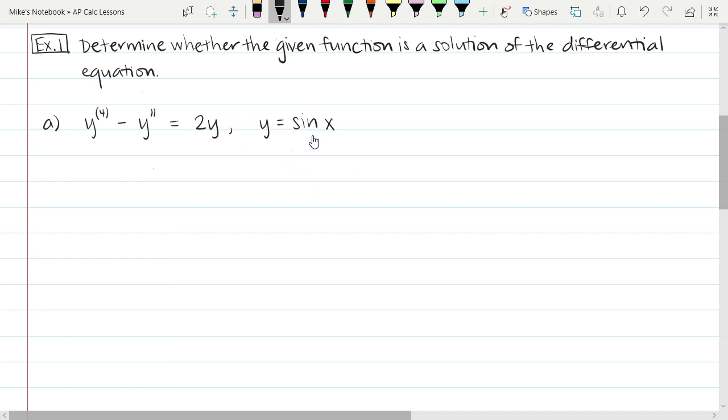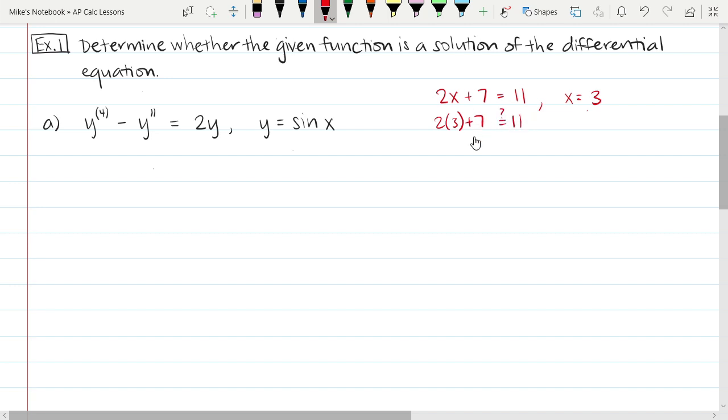Now, to determine whether y equals sine of x is a solution of this differential equation, we're basically substituting in, very much like if you had this situation here. If you had the equation 2x plus 7 equals 11, and I ask you to check if x equals 3 is the solution, you would just substitute 3 for the x.